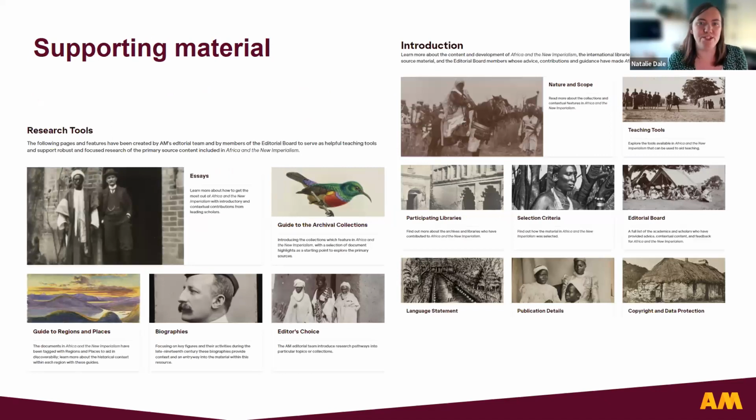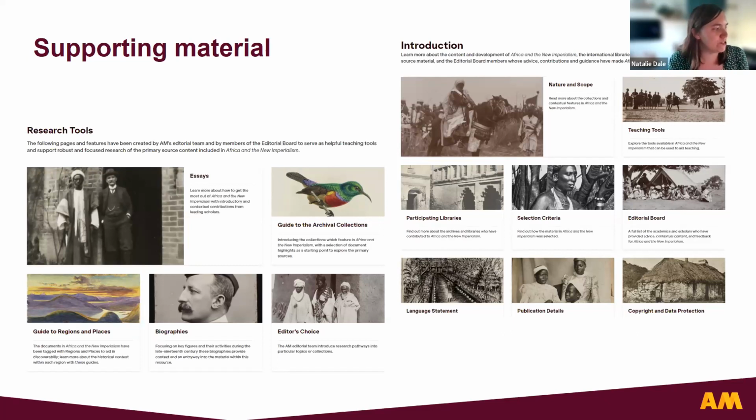It's really important for students coming to this material for the first time to understand the context of this material. So we have a range of supporting content such as essays, biographies, and a guide to regions and places. The essays explore a number of different topics, including using maps in research, religion, resistance to colonialism, colonial violence, women in Africa, economics, and reading against the grain. We also have guides to the archival collections, which provide context on the archival collections themselves and the documents that we've included within this resource.